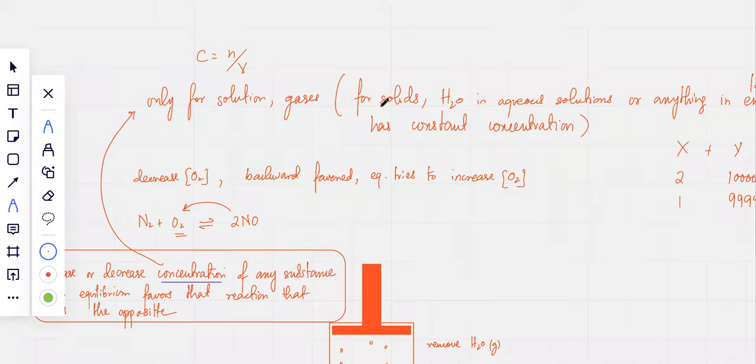Yes. So let's continue with the same thing. We'll do questions on Le Chatelier's principle in the next class. Let's continue tomorrow then.